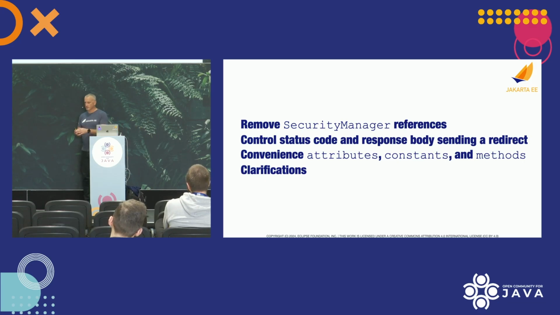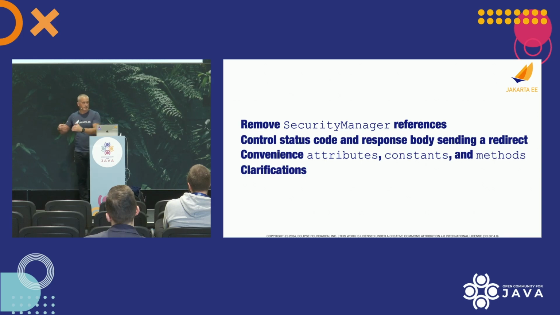What they do in Servlet 6.1 is to remove security manager references. That's kind of what we do all across the platform. They have some fine-grained controls over the redirects, so you can give it a custom status code. Previously, you would have to use the default. So it's probably not that relevant for a Spring developer, but if you want to do this kind of low-level servlet thing, you can.